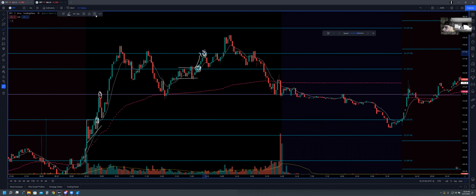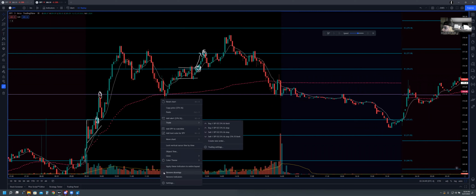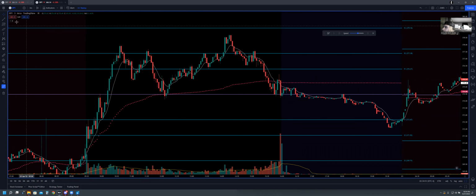Same here, there was another setup. I'll go ahead and clear my drawings. There's another one here. Pretty much the same thing. Ascending triangle. It's using these pivot points that we didn't even mark. We didn't have to look for them. It just gave it to us.